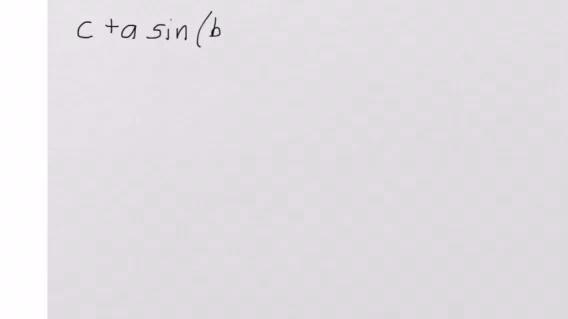So, as our textbook writes it, the standard form of a trigonometric function, and I'm going to use the sine function here. All the transformations I'm doing also apply to the cosine. C plus A sine of bx minus d. We're going to take a look at the different things this does.